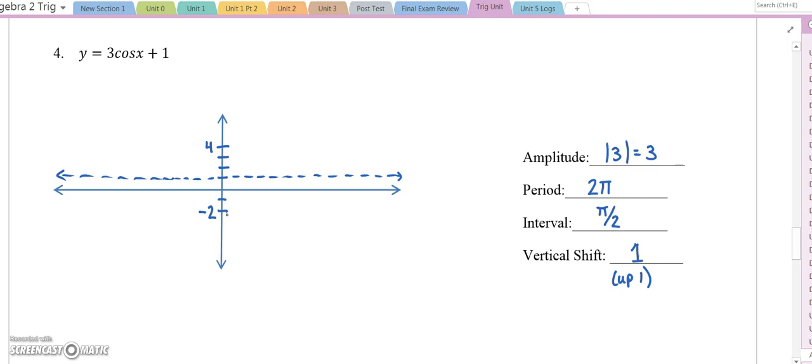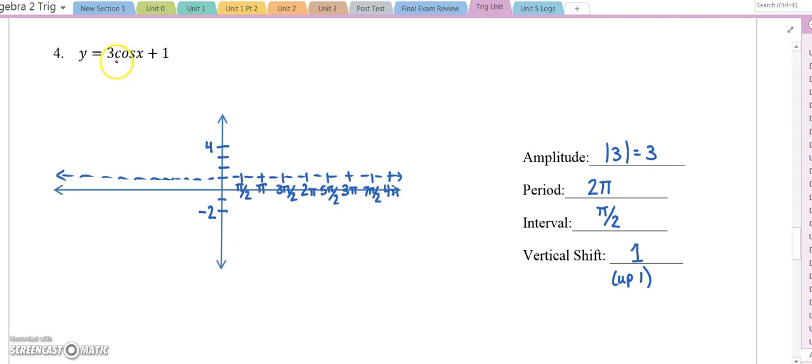Now my x's. So again, 2 periods. My period is 2 pi, so double that would be 4 pi. And then we start halving things. So 2 pi, pi, pi over 2, 3 pi over 2. Then 3 pi, so 5 pi over 2, and 7 pi over 2.